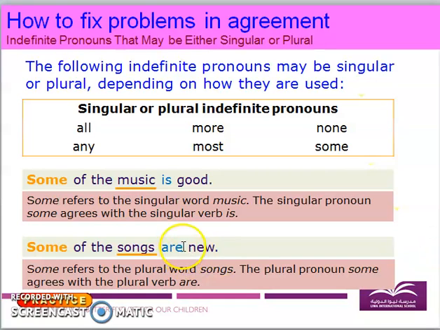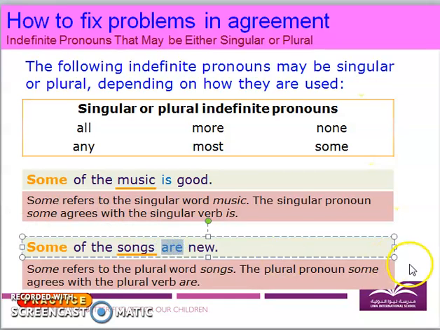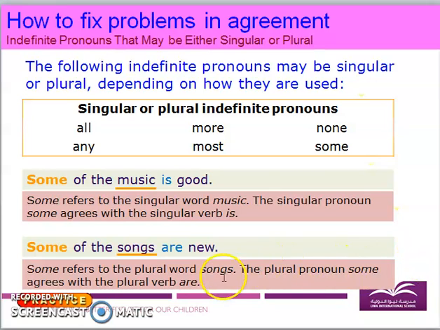So here, we did not use is. We used here are as our verb. So the plural pronoun some agrees with the plural verb are. Do you see the clear difference? Let's check your understanding.